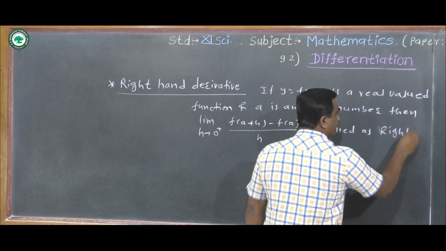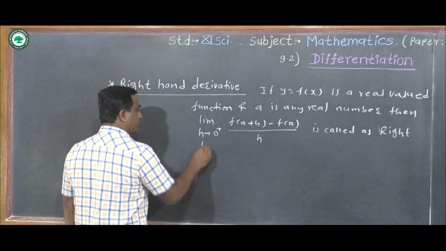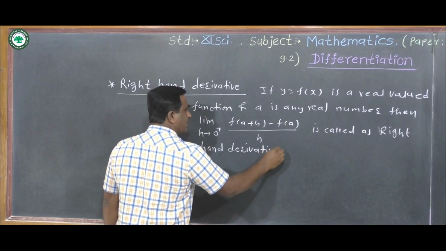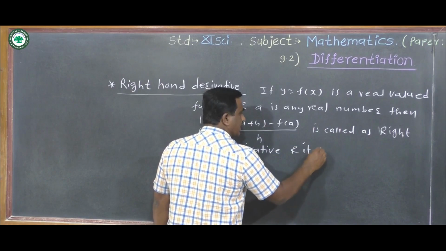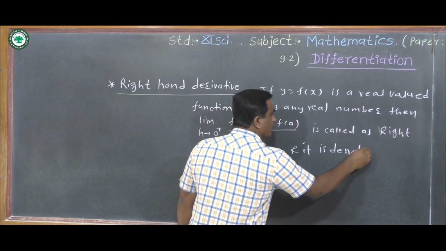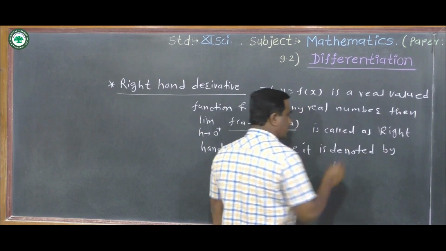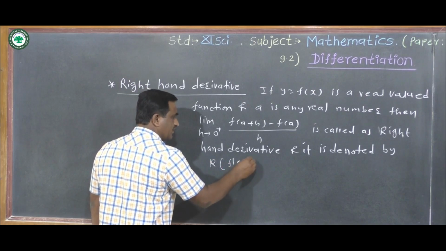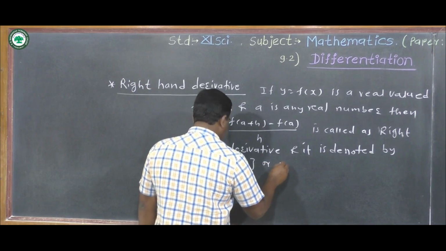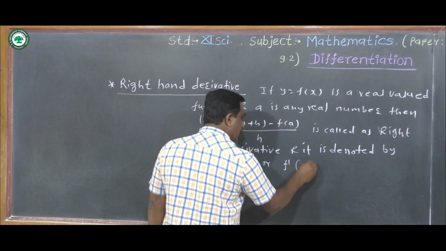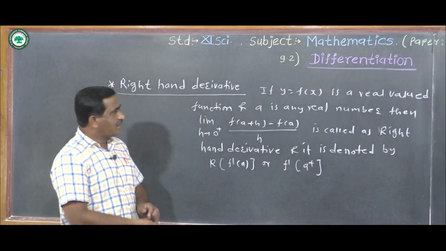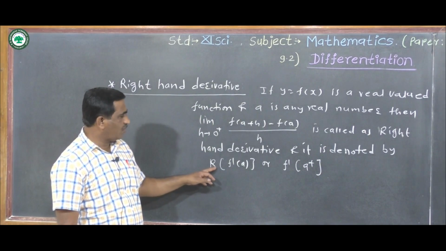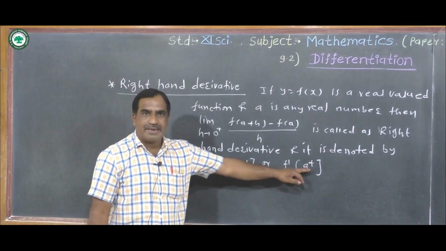It is denoted by R of f dash of a or f dash of a plus. Okay, this is the definition of right hand derivative, and the notation for right hand derivative is R of f dash of a or f dash of a plus.